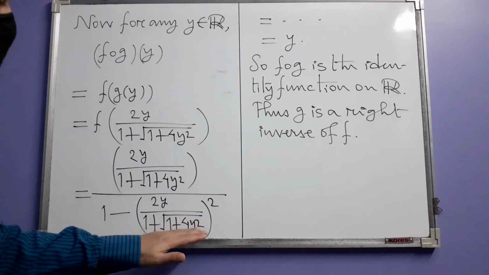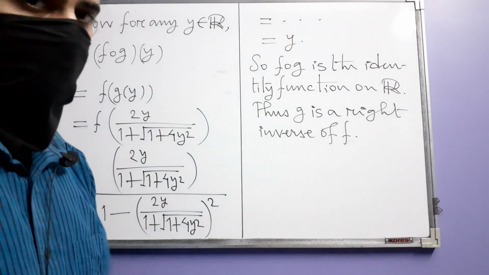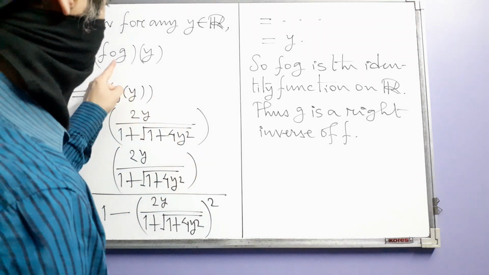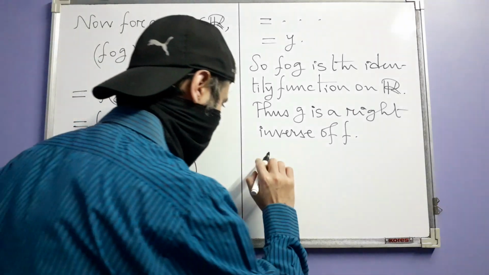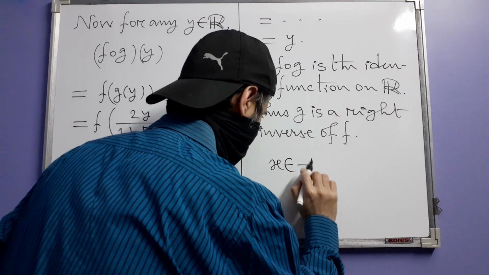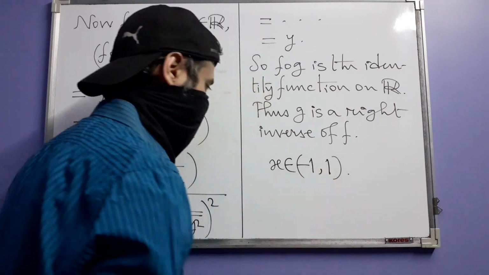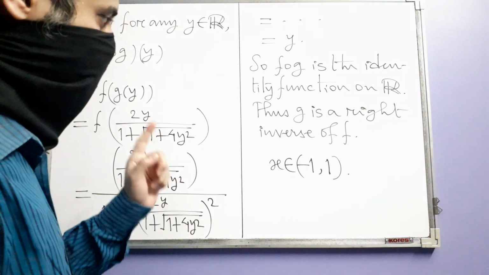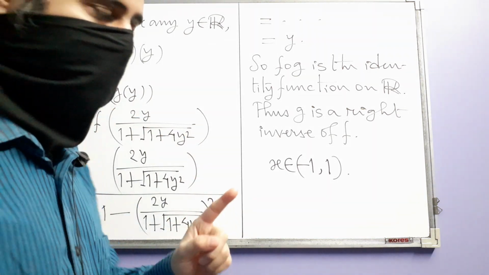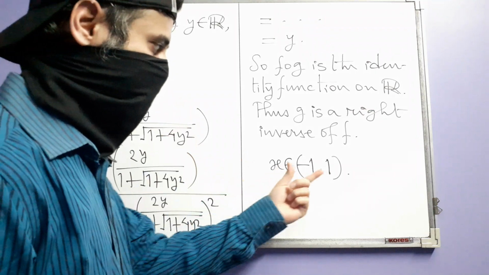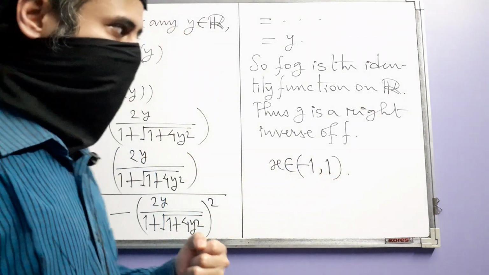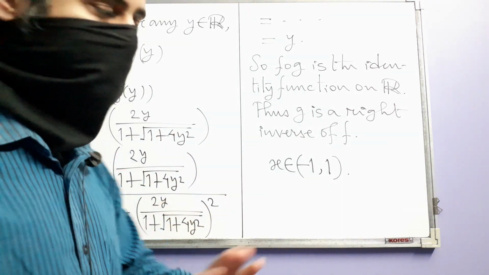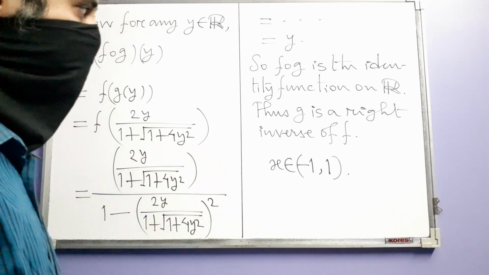Okay, so your job now is to do the missing steps. And another thing, you have to also calculate g composition f on any real number coming from this interval and show that then you get x back. That will prove that g composition f is also the identity function, but this time on this set. So that will prove that g is a left inverse of f. That will complete the solution. Okay, so please do these things.